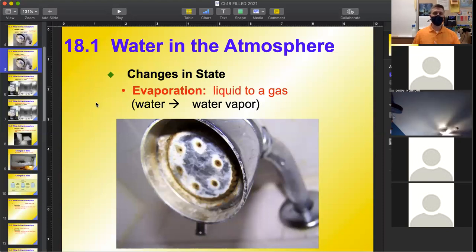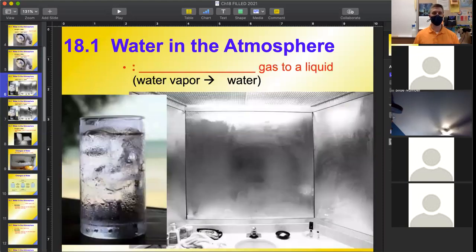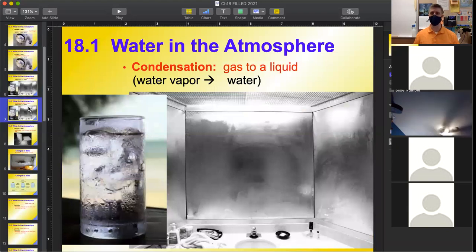So evaporation, going from liquid to a gas. The opposite side of that one is condensation, going from a gas to a liquid. So a couple of examples here. Some sort of cold drink, and on the outside, water condenses on the outside, or a mirror after a hot shower or something, where water condenses on the mirror. Again, this is water vapor that's condensing back into a liquid. We'll talk a little bit about this one in a little bit too.